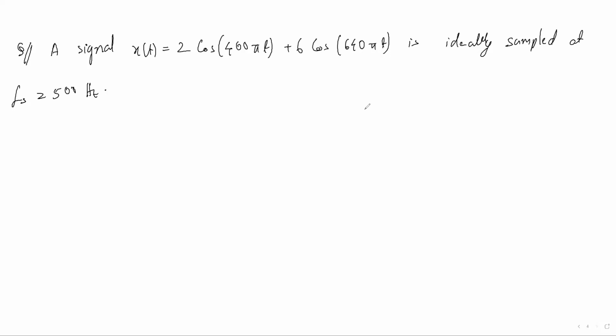So please write down the problem. Two signals are given. One has a frequency of 200 hertz, another has 320 hertz. They are ideally sampled with fs equal to 500 hertz, which means the sampling frequency is 500 hertz.